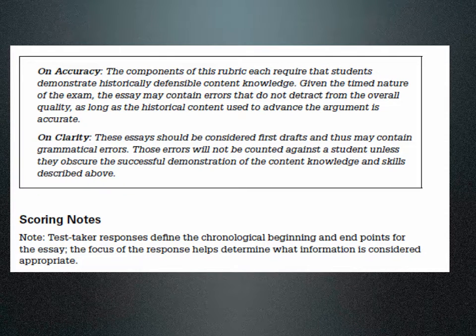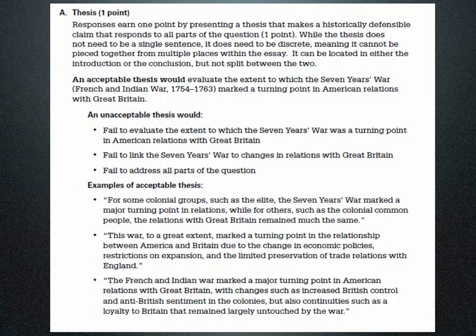And then this is the last part of that scoring rubric, and it talks a little bit about accuracy and clarity. It requires the students to demonstrate historically defensible knowledge. The essay can contain some errors, so it doesn't have to be perfect. They should be considered first drafts, and sometimes there are some grammatical errors. They shouldn't be counted against the student, and sometimes that makes you feel a little better to know that.